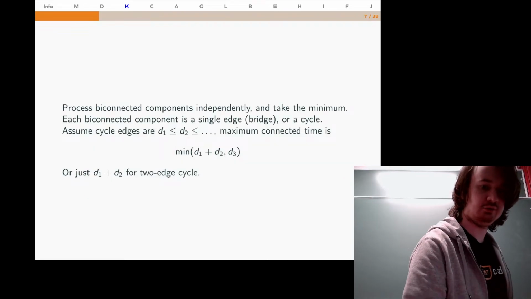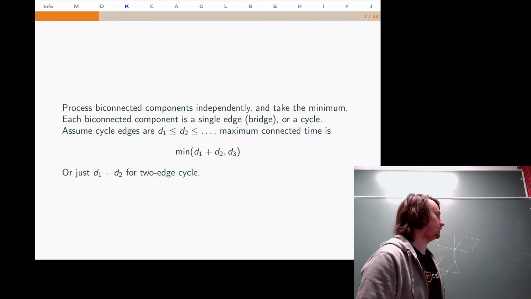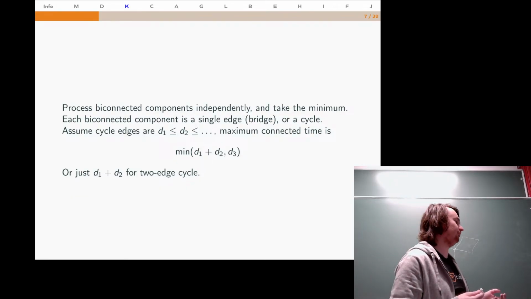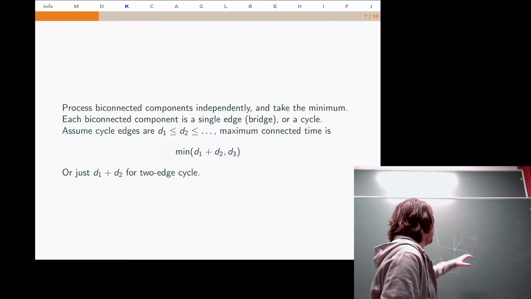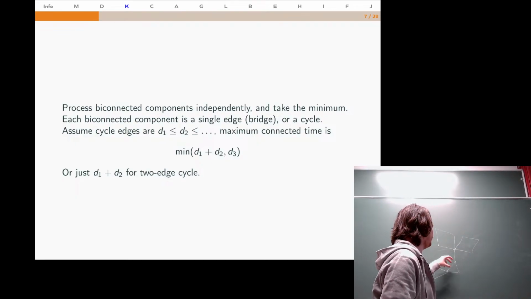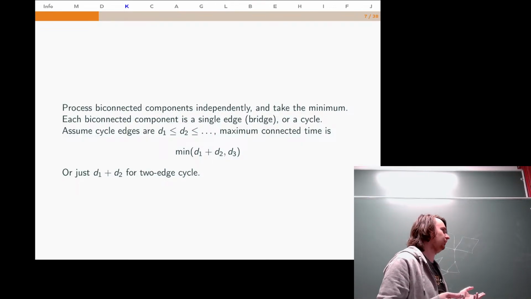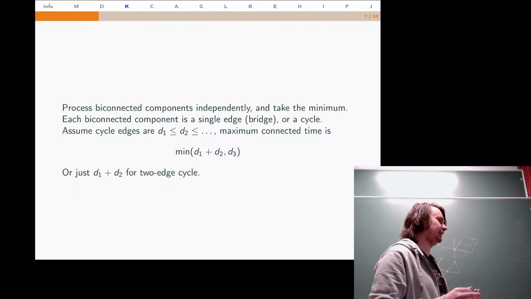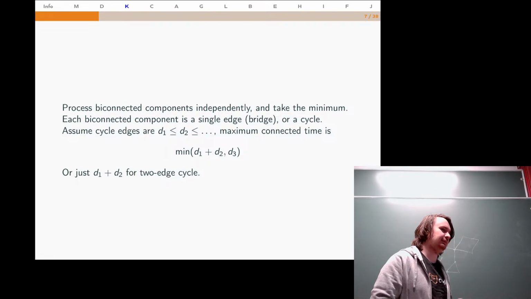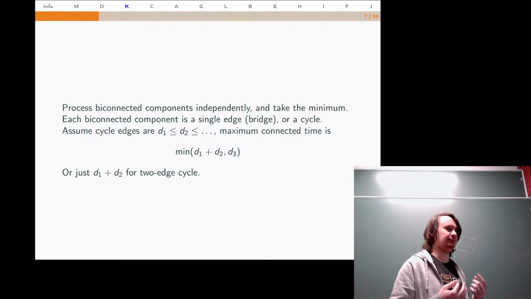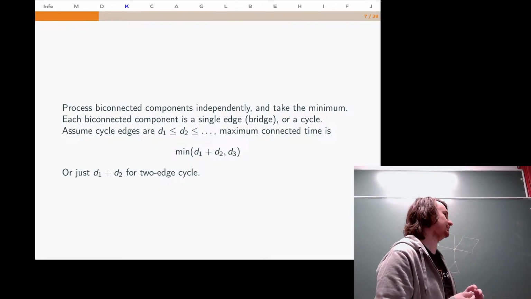So let's go to the solution. First of all, you should notice that we can just process every 2-edge-connected component independently, because if we can keep every such component connected, and we also keep all the bridges, which are a degenerate case of such components, then the whole graph will be connected as well. If you look at each component individually, it will be either a cycle or a single edge which is a bridge in the graph.